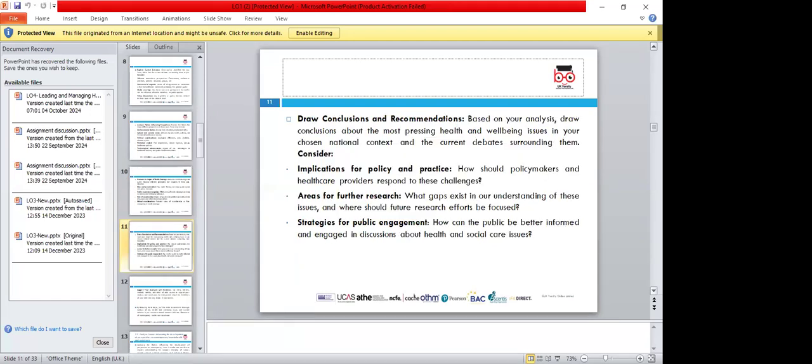Then you draw conclusions and you can then give some recommendations. And then you can look at implementations of the policy and practice that may have, if there are new policies within the sector which will not be helpful, you talk about it. You then look at advice, areas of further research, and then look at strategies for public engagement.